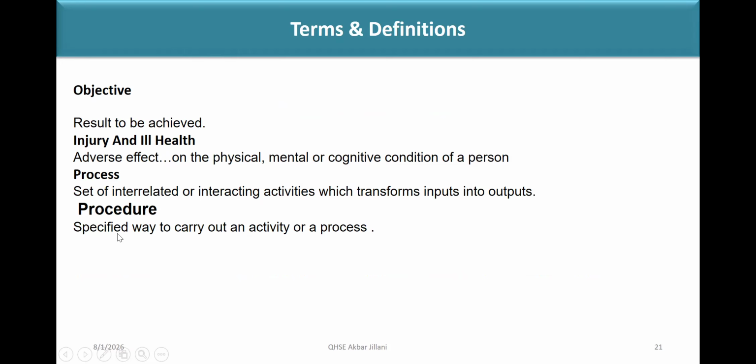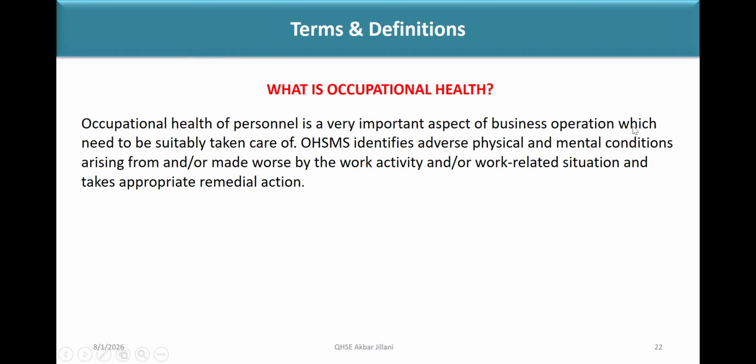Like see now, in the process we have different procedures. Now, what is occupational health? Occupational health of a person is a very important aspect of business operation which needs to be suitably taken care of. OHSMS identifies adverse physical and mental conditions arising from and made worse by the work activity and/or work-related situation, and takes appropriate remedial action.